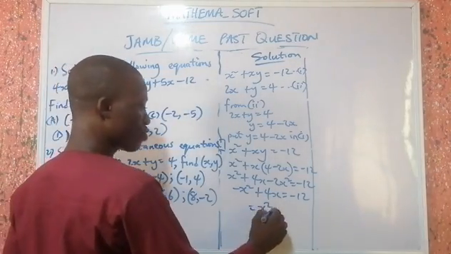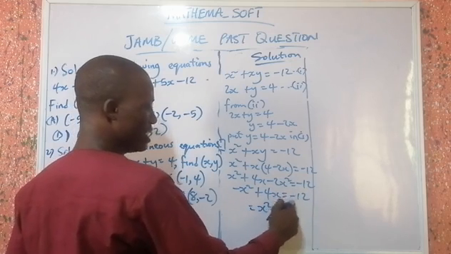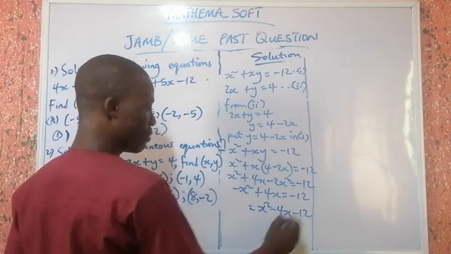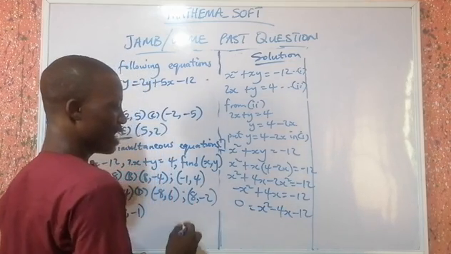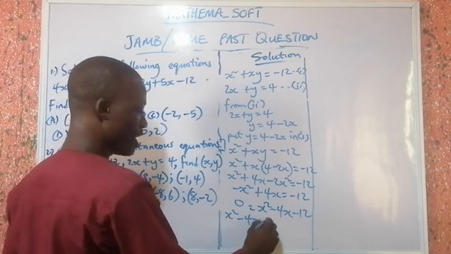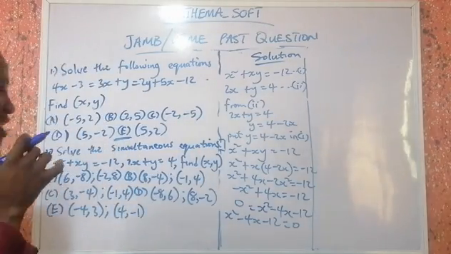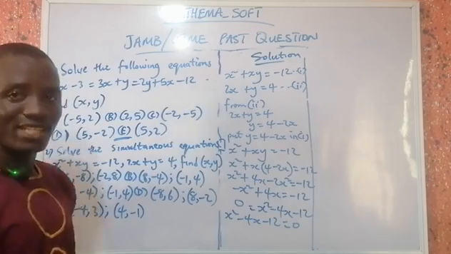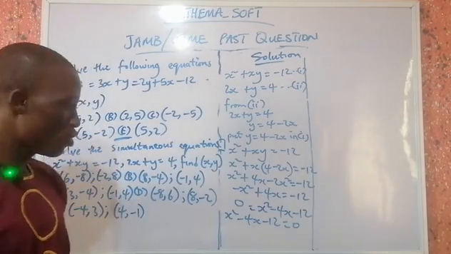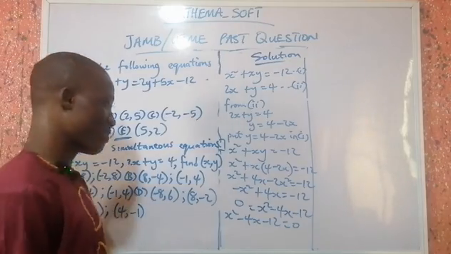X squared, this to that side, minus 4x. You already have this one there, you are not moving it. That's minus 12. Everything remains here as 0. So I can say x squared minus 4x minus 12 equals 0. And this becomes a quadratic equation. So let's look at this. It's something that we can factorize. So let's try to factorize this.